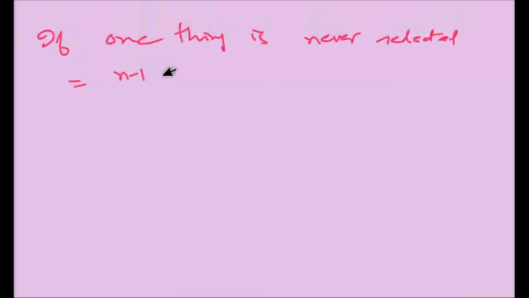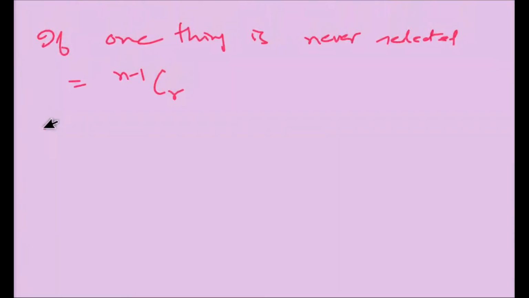Now after understanding the topic, combination means selection, we are going to tell you the meaning of this. If one thing is never selected, so we can write n minus 1 CR.